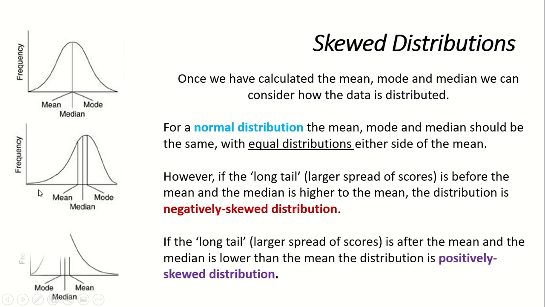If we flip that image around and we see the modal score, the peak, is first before the mean score, so the mean score is effectively higher than the mode score, but lower in its frequency, then we can see the long tail is after the peak, and therefore it becomes a positively skewed distribution. It effectively means positively skewed.